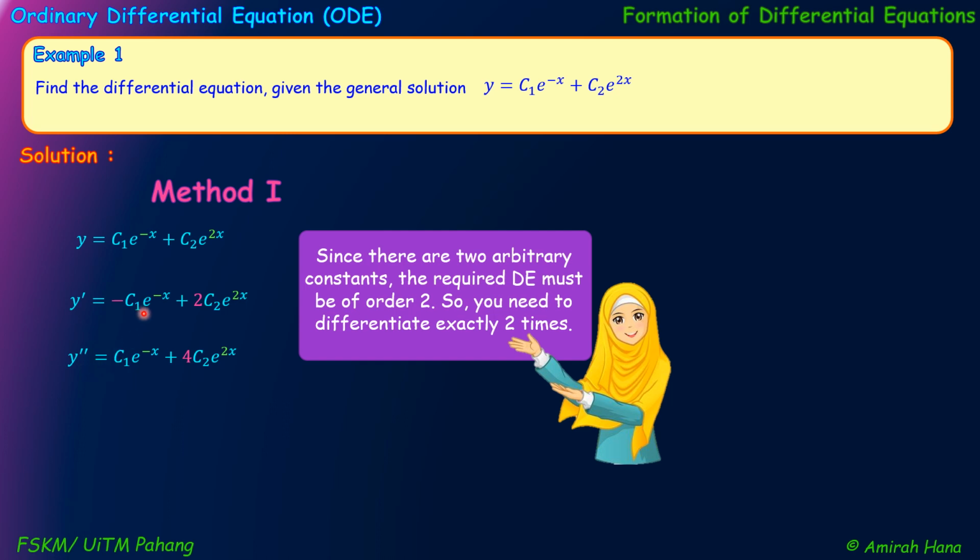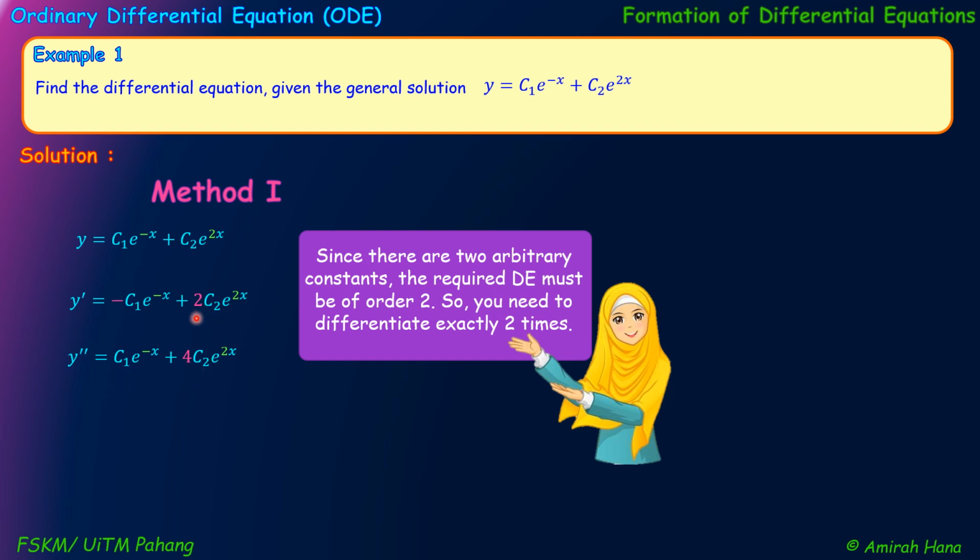Then we differentiate y prime, so we get y double prime. When we differentiate negative c1 e to the power of negative x, we still have constant c1 in front. Then we differentiate e to the power of negative x, so we get back e to the power of negative x. After that, we differentiate the exponent negative x. Then we get negative times negative equals positive.